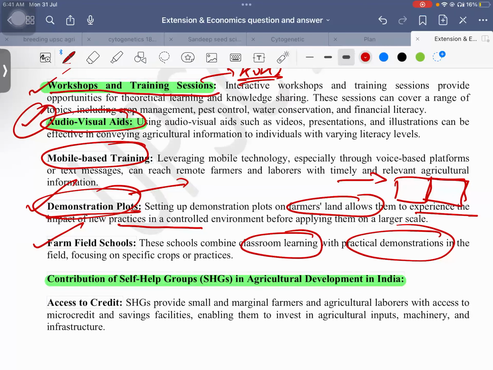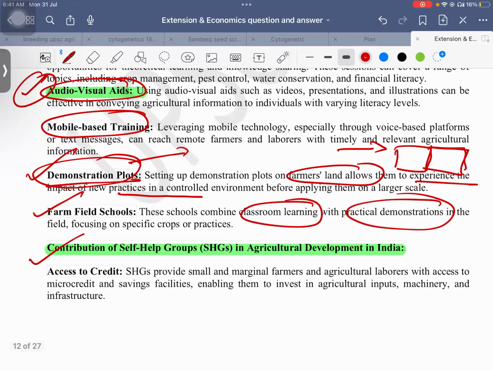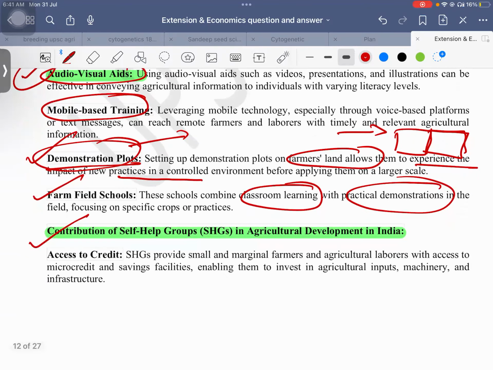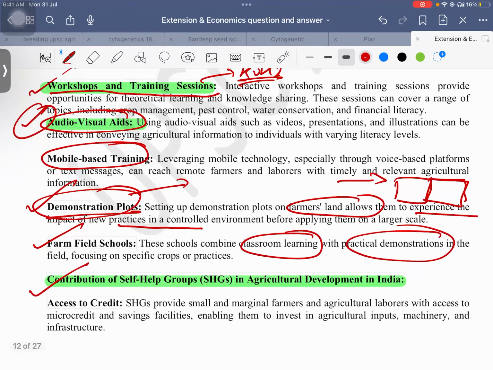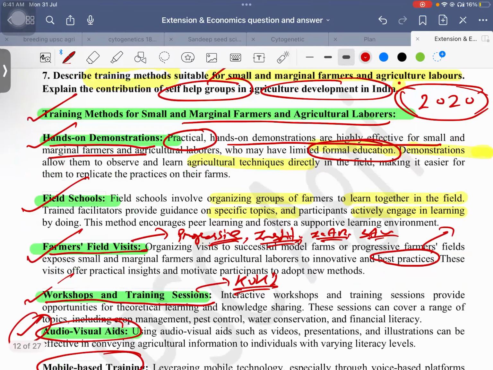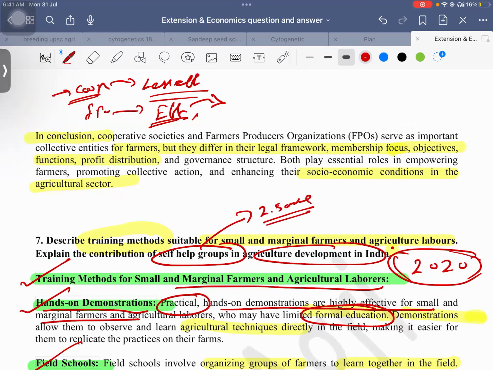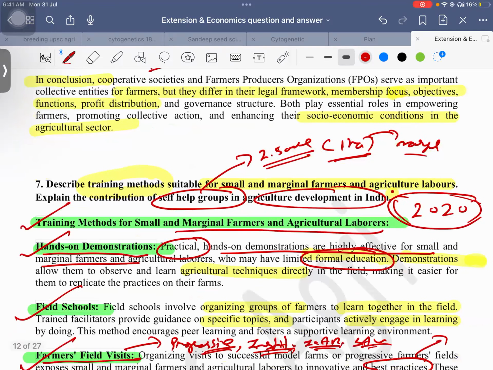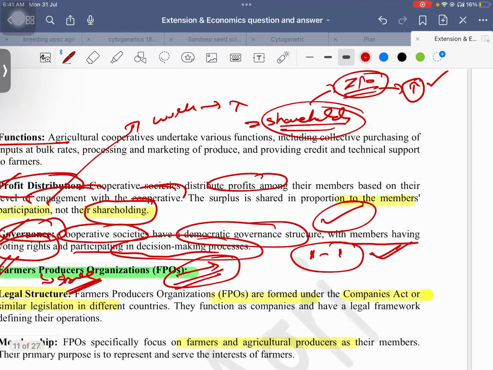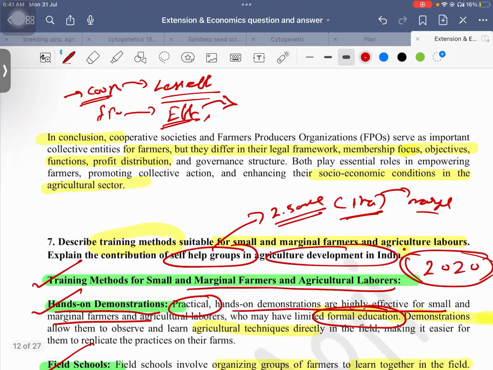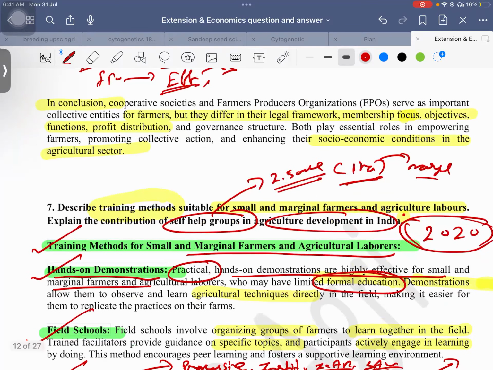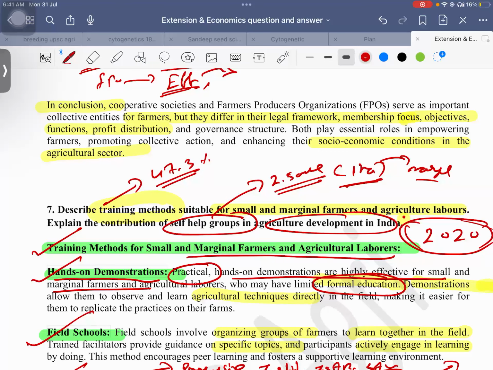And next we are saying about the contribution of SHGs. If you are writing this question, in the introduction you can write that those having less than 2.5 acres of land or less than 1 hectare are considered marginal farmers. Another data you can remember is 47.3 percentage of the land is owned by small and marginal farmers.